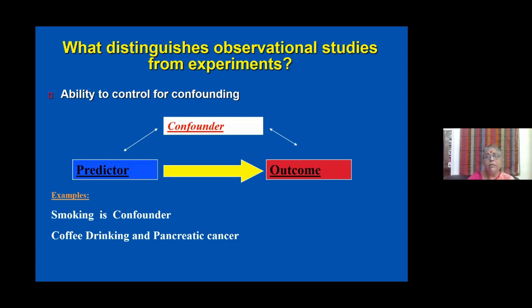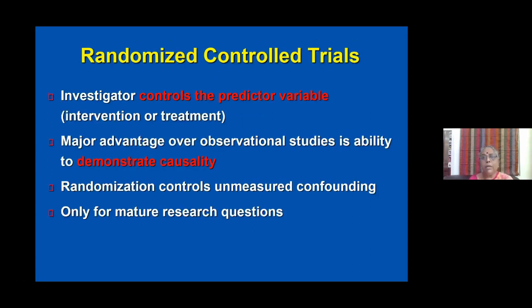In randomized controlled trials, or analytical or experimental studies, the investigator controls the predictor variable, or the exposure or the intervention, and this is the main focus of the whole study: the researcher is able to control the exposure. The major advantage over an observational study is the ability to demonstrate causality. As I told you earlier, we were just looking at associations and not a causal relationship. Randomization controls for the unmeasured confounding.